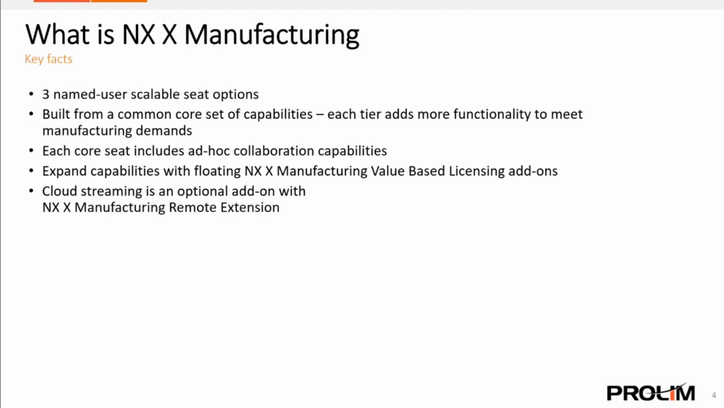Coming to the key facts that we should know about the NX X Manufacturing offerings. It has three named user, scalable seat options. Each seat option builds upon the previous tier to offer more features and functionalities to meet increasing manufacturing demands, making it the most advanced and integrated CAD/CAM solution on the market. We can also choose to expand NX X Manufacturing beyond these three seat options by choosing value-based licensing add-ons, which is an added advantage. Apart from that, cloud streaming of the NX X Manufacturing environment is also available through the optional NX X Manufacturing Remote add-on.